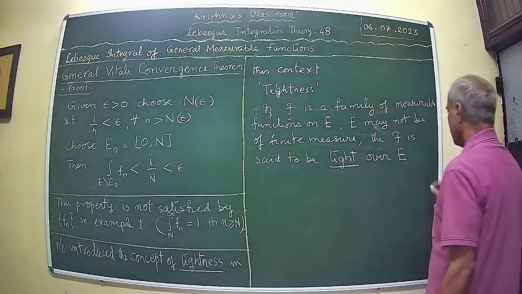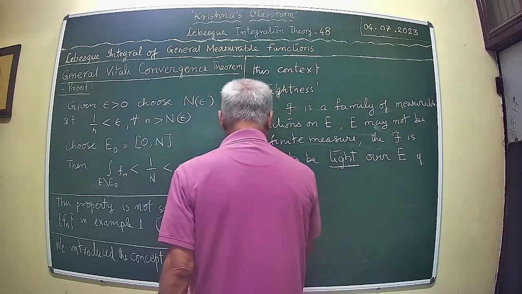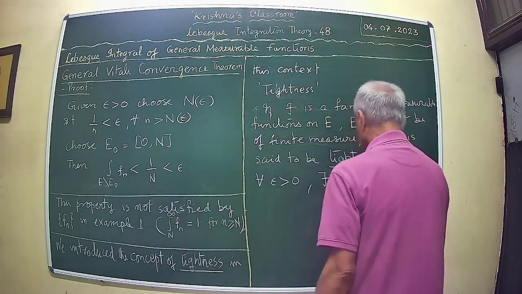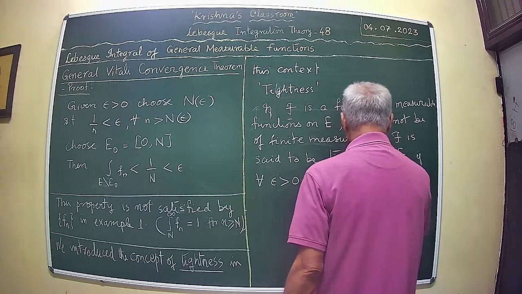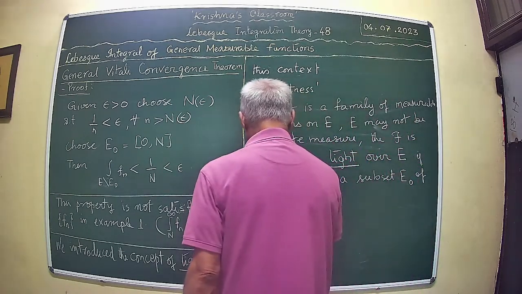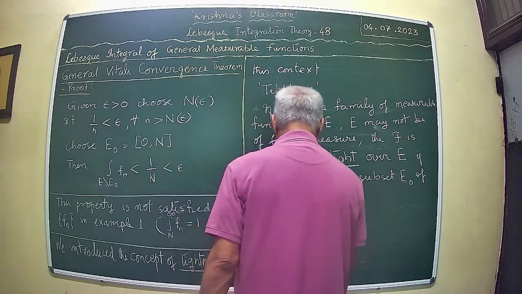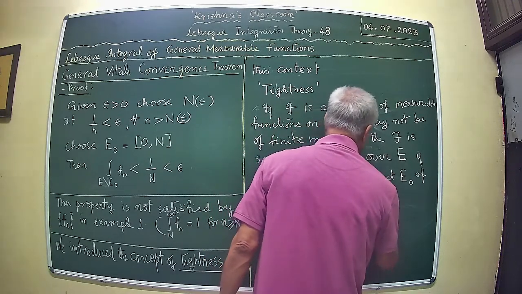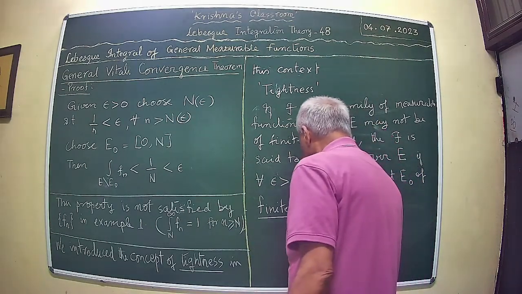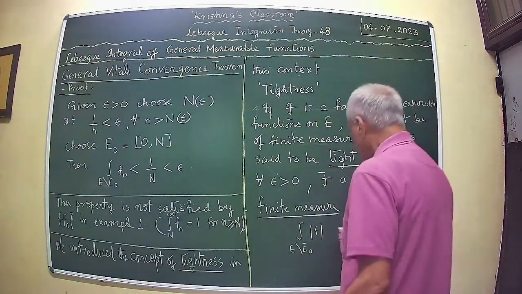over E if, given epsilon, there exists a subset E naught of finite measure such that the integral over the complement is less than epsilon.